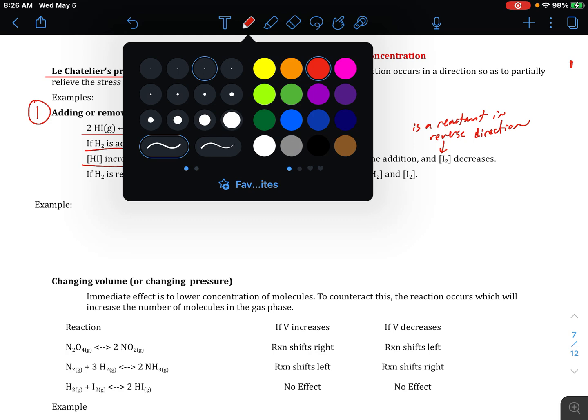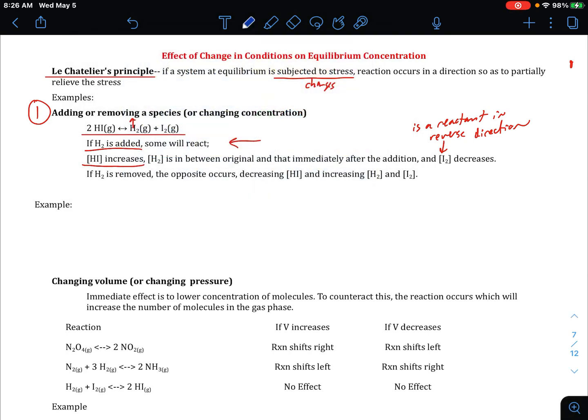So what about if we remove hydrogen? Let's say that we had a specific method to remove hydrogen. In that case, removing hydrogen, the system's going to try to replenish whatever was removed. Okay, so in order to do that, it's going to favor the forward reaction, and it's going to replace hydrogen. And the result of replacing the hydrogen is that it has to use up the reactant, hydrogen iodide. So the concentration of hydrogen iodide will go down. The concentration of hydrogen will slowly be replaced. And because the reaction is moving forward, the iodine concentration is going to increase.